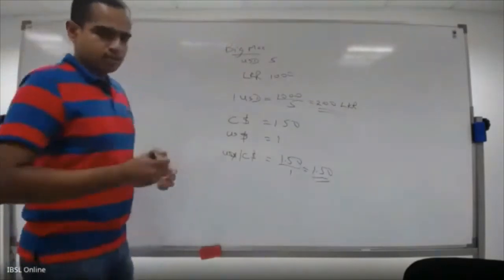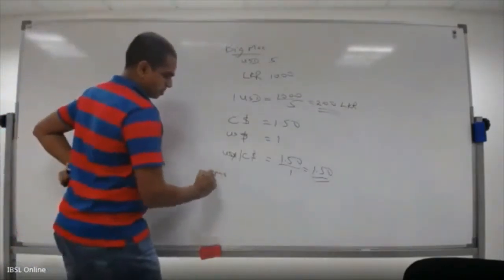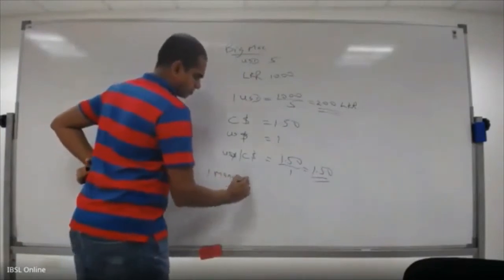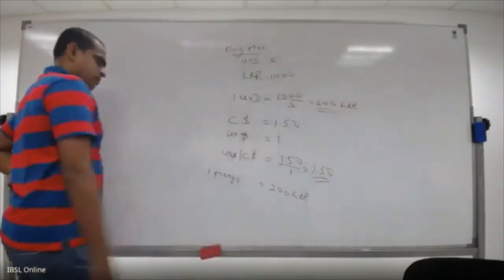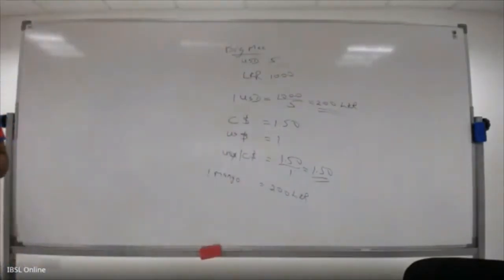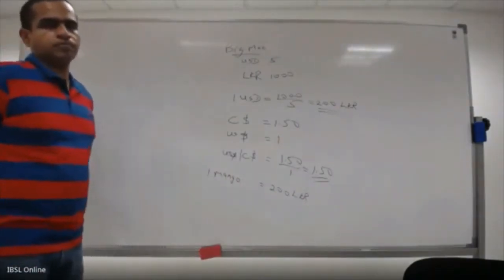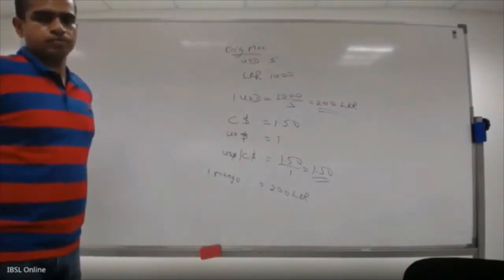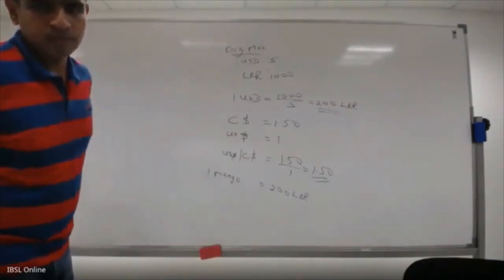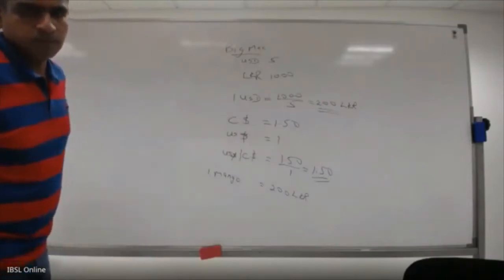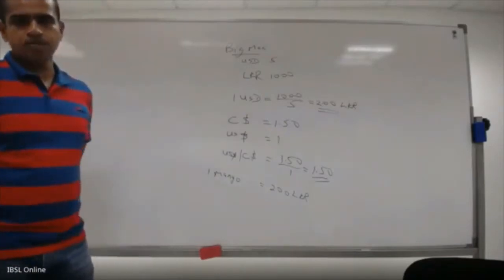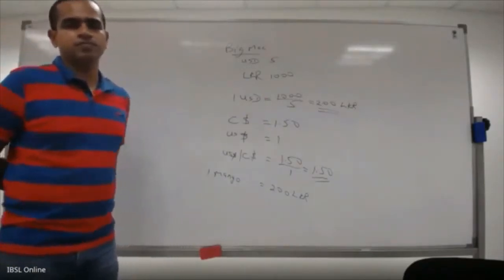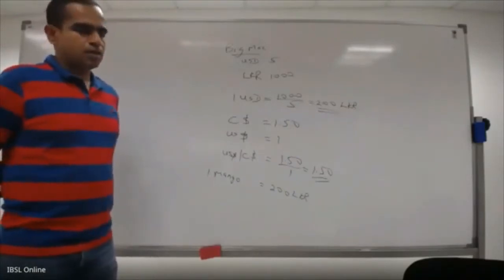This exchange rate. I'll explain using another example. Let's say one mango is 200 rupees, right? Now, out of these two, which one is stronger? Is the mango stronger or is the rupee stronger? How do I identify out of these two? The answer is mango is stronger.